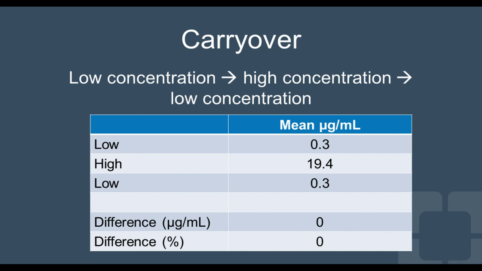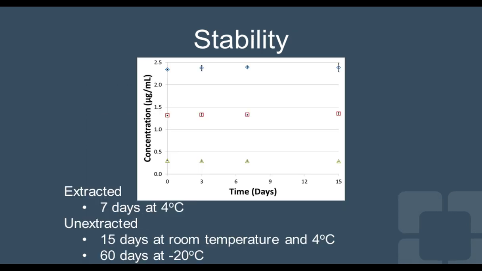Carryover is another catch-all item, as in number 7 of the CLIA regulations, and also with some of our other regulators such as CAP. There are multiple ways to perform carryover. Here's a very simple demonstration of analyzing a low concentration followed by an absurdly high concentration that you would hopefully never observe in a real patient sample, followed by the low concentration again. The means of the low concentration should match the means of the low concentration prior to the high concentration being analyzed, which is seen here with no difference.